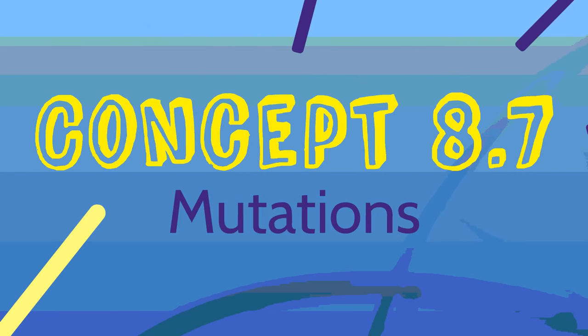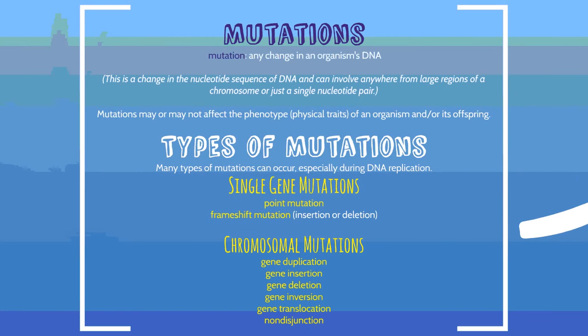All right, let's talk about mutations. If you remember, a mutation is a change in an organism's DNA. It can happen during transcription, or can happen during the replication process. Mutations may or may not affect your physical traits. Sometimes it'll affect the phenotype and sometimes it will not. We're going to talk about different types of mutations.